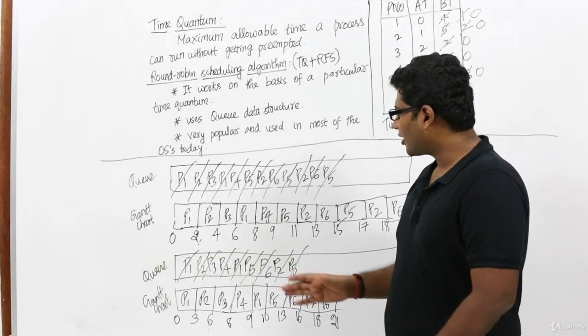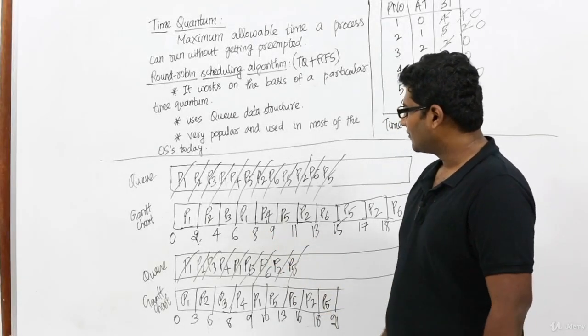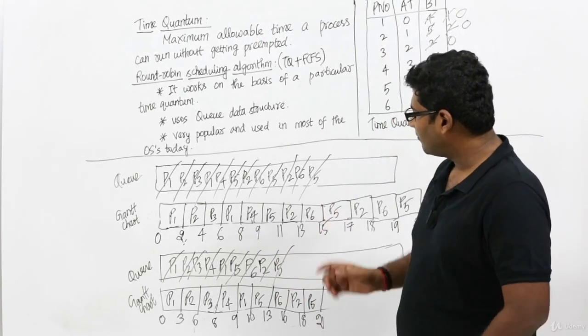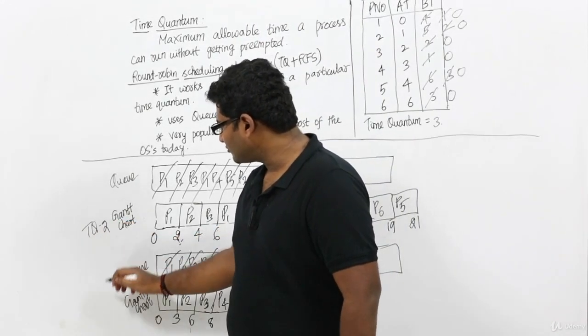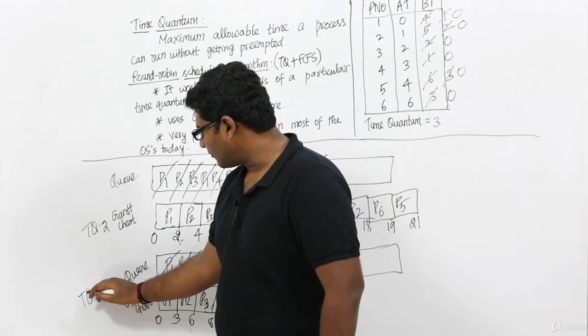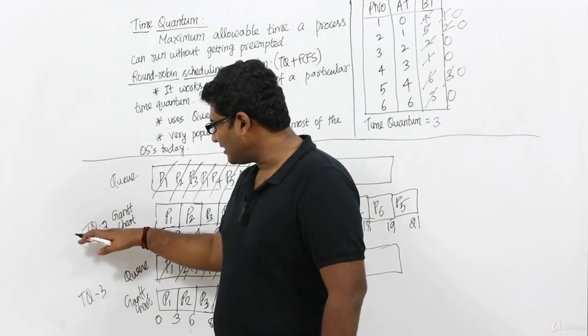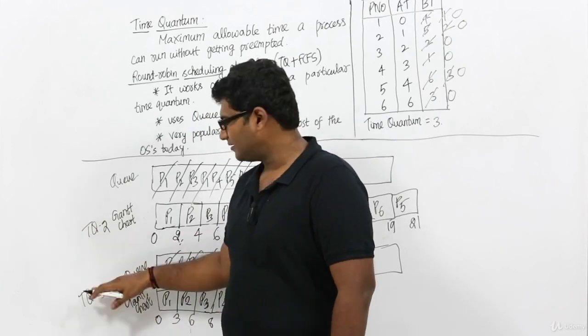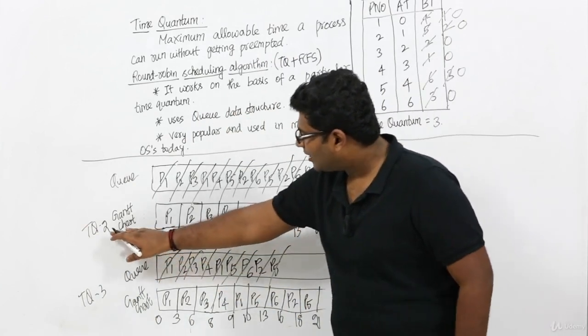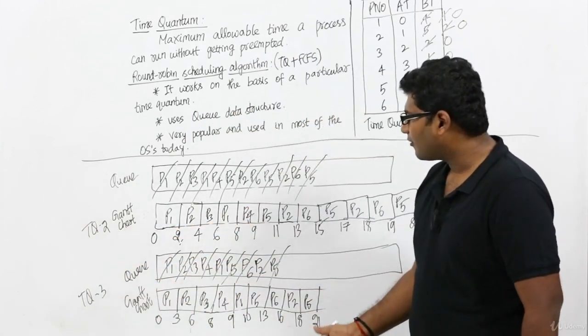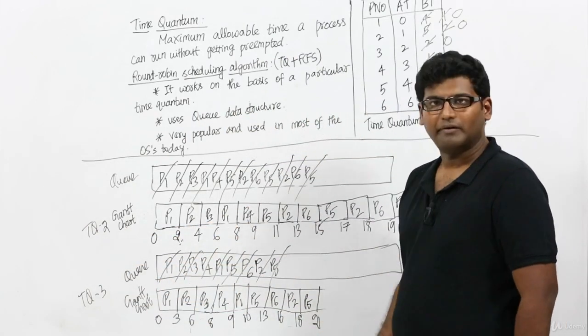Fine. Now one important point I want you to notice here is, here we have solved this problem assuming that time quantum equal to 2. And here we have solved the same problem with time quantum equal to 3, which means I have increased the time quantum, right? I have increased the time quantum.